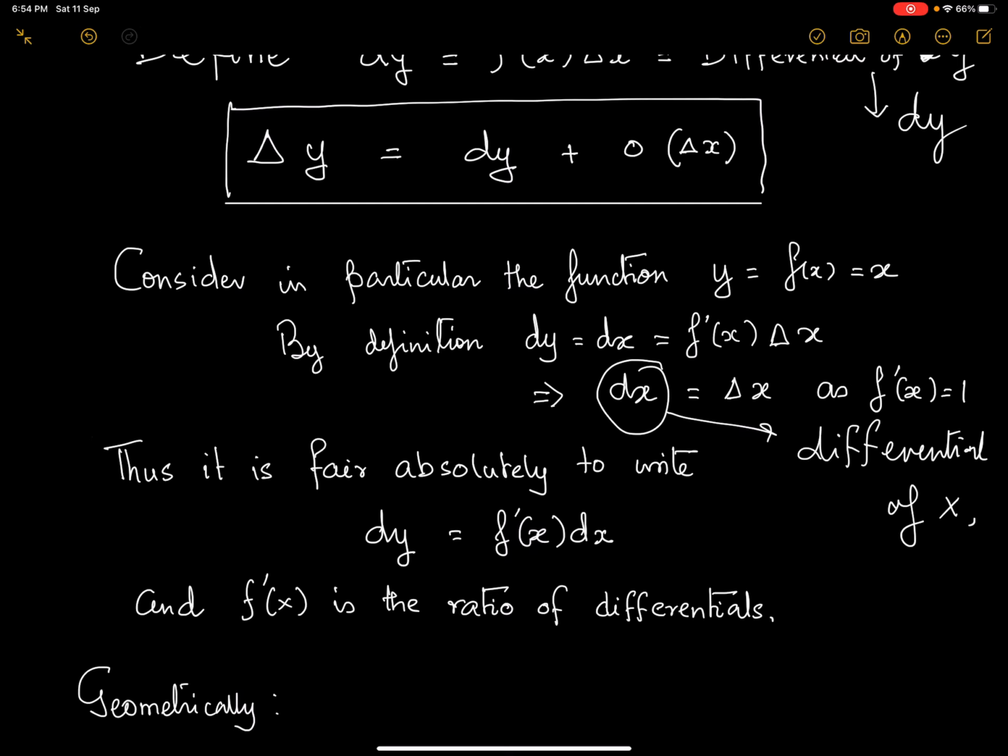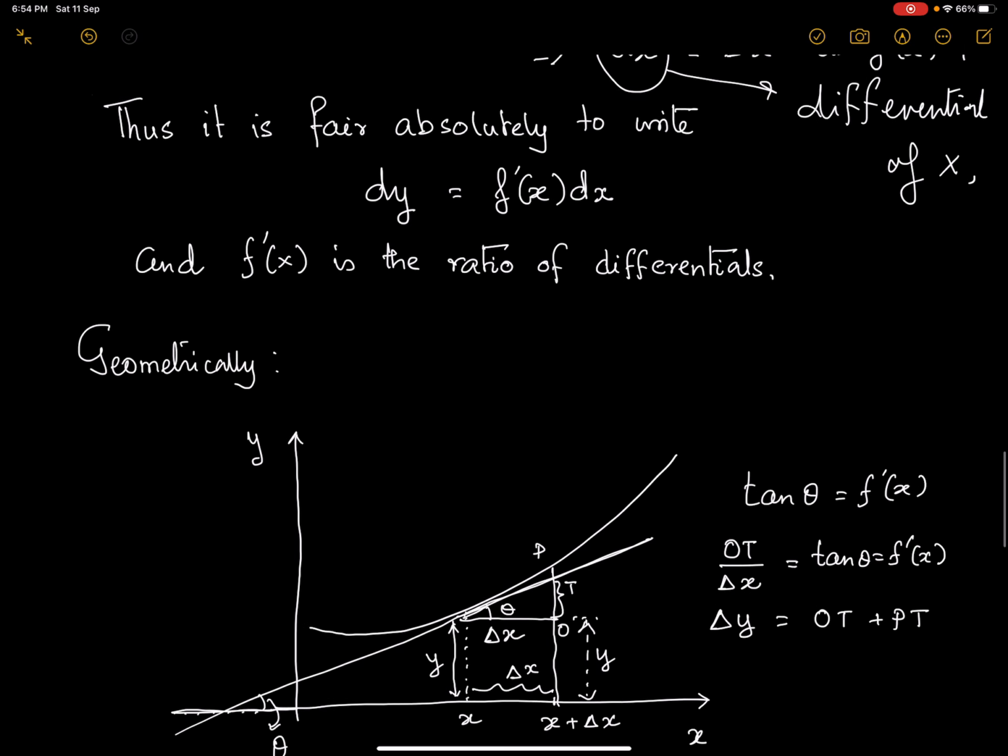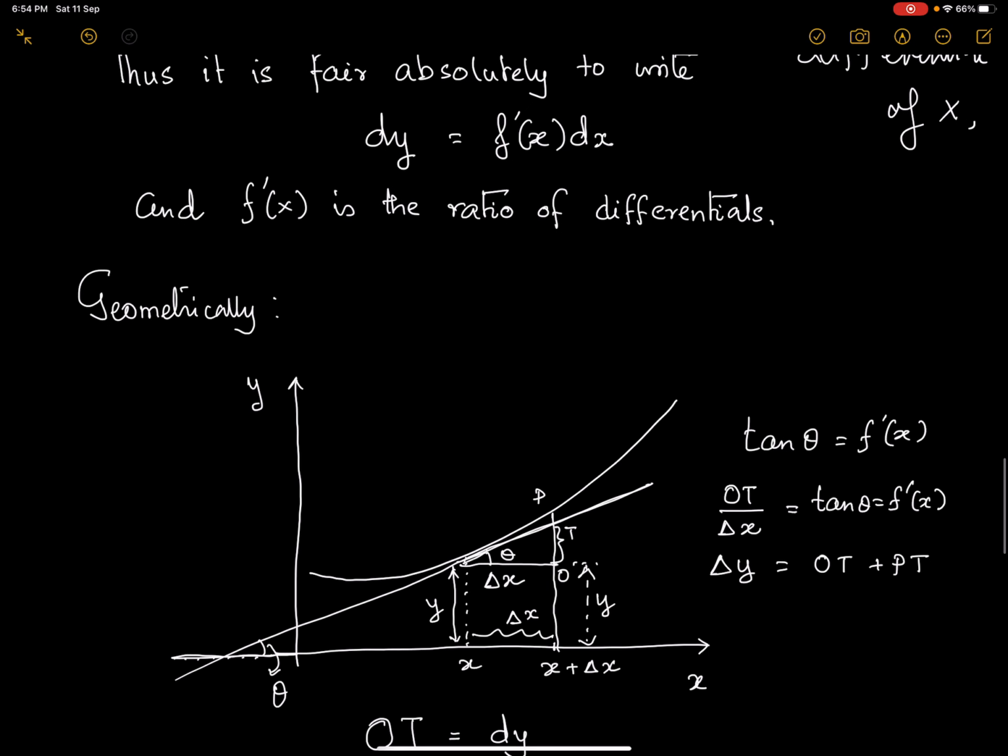Let us look at this problem geometrically. Once you look at it geometrically, things would be much clearer. So let us take this function f(x). This is the graph of y = f(x). Now this is the point x. So this point here on the graph is your point with coordinates x and f(x), right?